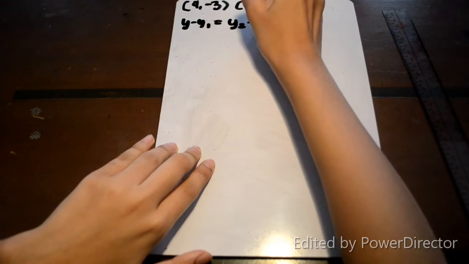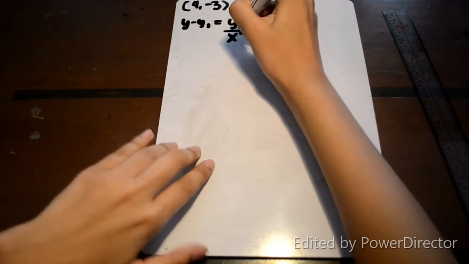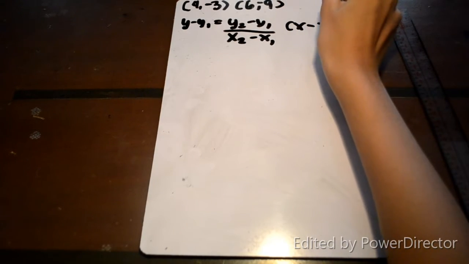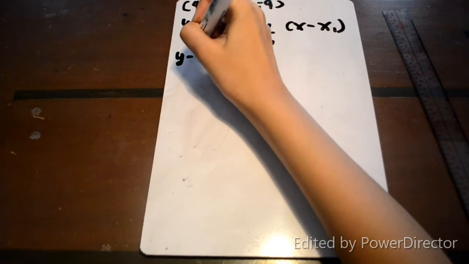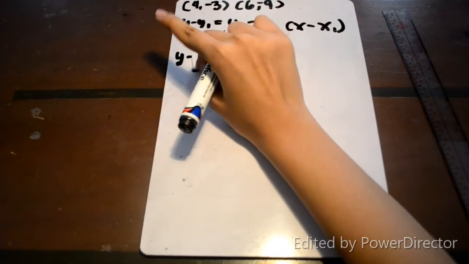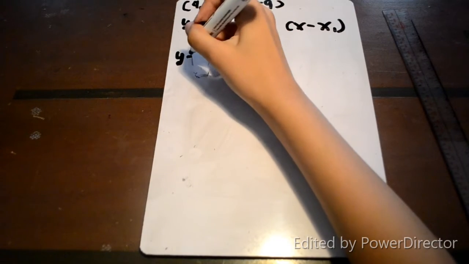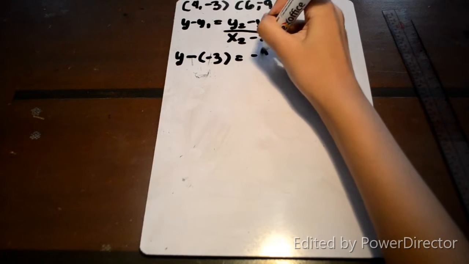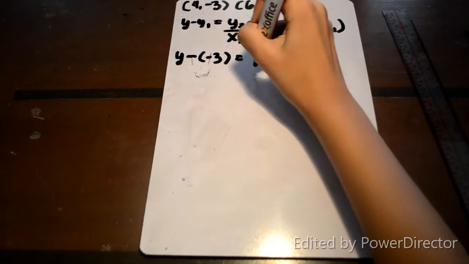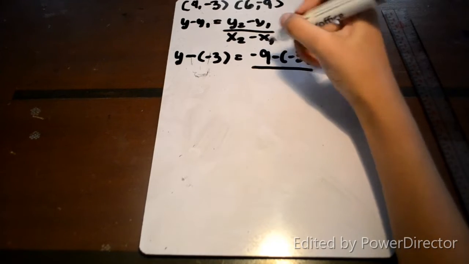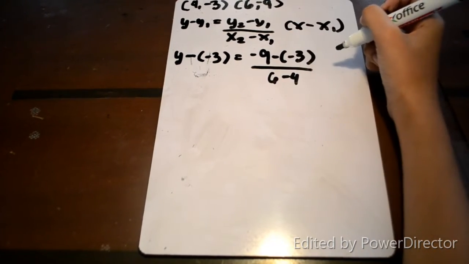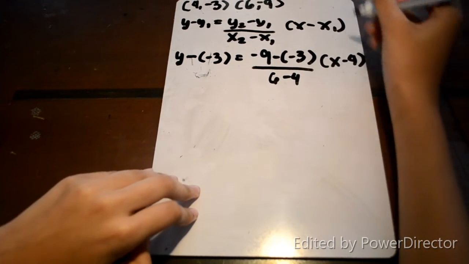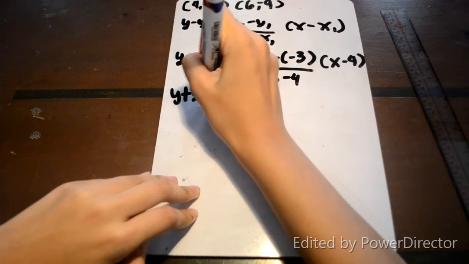Our formula is y minus y sub 1 equals y sub 2 minus y sub 1 over x sub 2 minus x sub 1 times x minus x sub 1. We know the points, and so we have y minus -3 equals -9 minus -3 over 6 minus 4 times x minus 4. We can simplify it by performing y sub 2 minus y sub 1 over x sub 2 minus x sub 1 first to get m, or the slope.